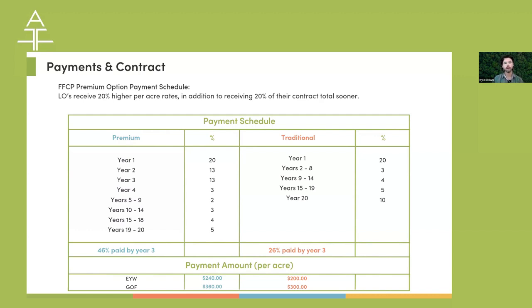Breaking down the two practice amounts, with the traditional, as I just mentioned, per acre, you'd be getting $200 per acre for the Enhance Your Woodlands practice. And for growing older forests, you would get $300 per acre. Now, compared to the premium option, you get 20% more. So you'd be looking at $240 per acre for Enhance Your Woodlands and $360 for growing older forests. So just using a quick example, if you had 100 acres enrolled in the program with the premium option, you'd be looking at $24,000 in total for the lifetime of your contract with Enhance Your Woodlands and $36,000 with the growing older forest practice for those 100 acres.